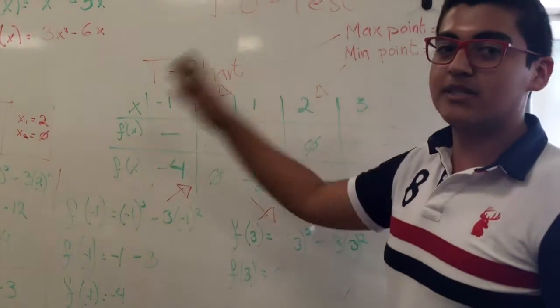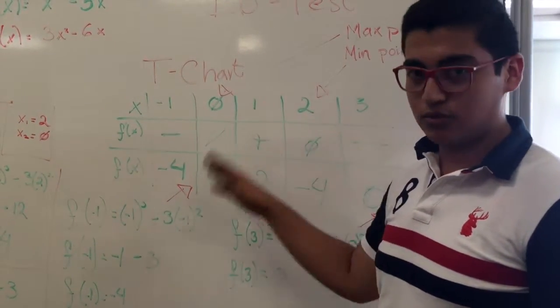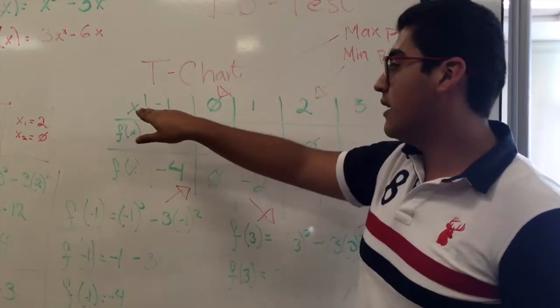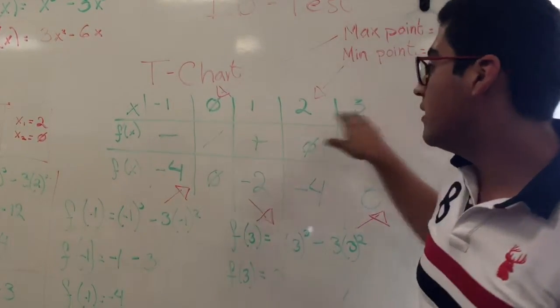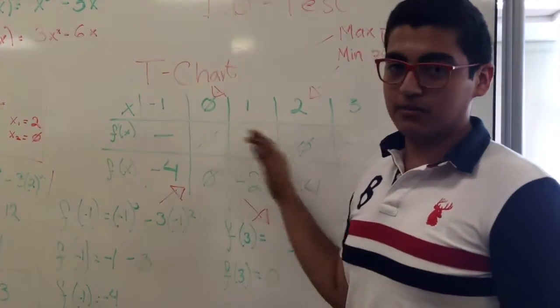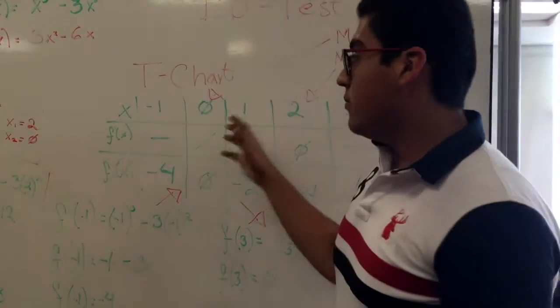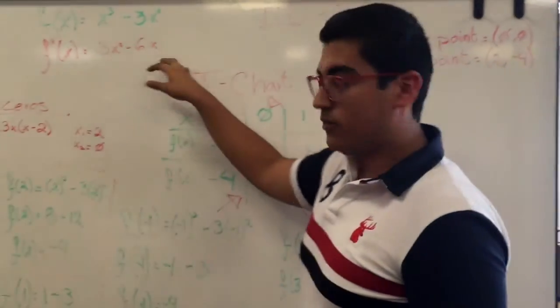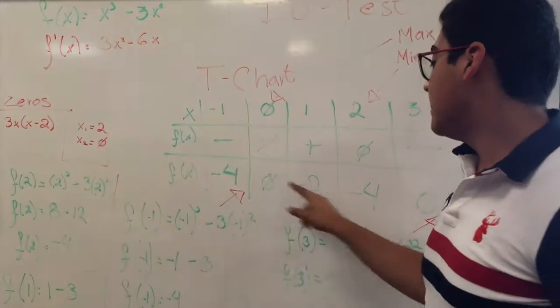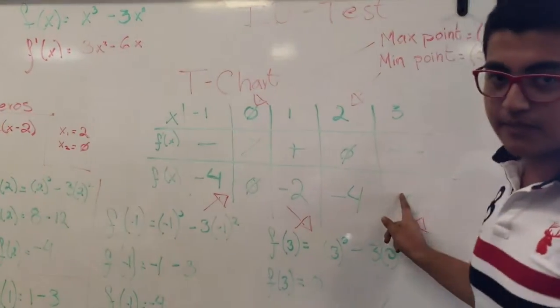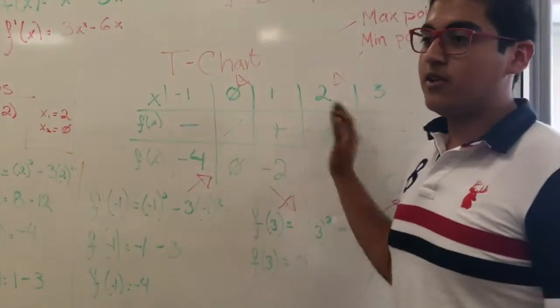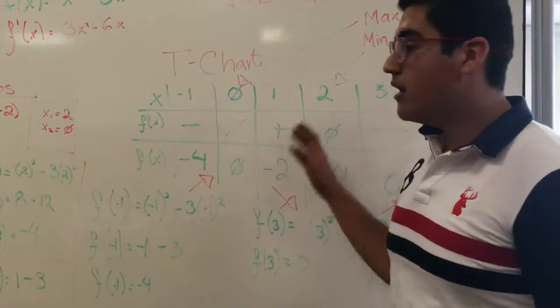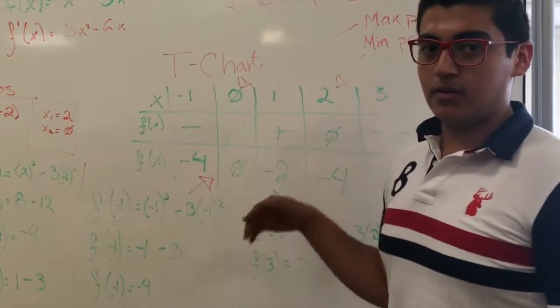We have to analyze what happens around these two points. That's why we have to analyze minus 1, 1, and 3, which are between these intervals, these points. Now we substitute these values in the original formula, so we can get the other values that are missing. Now that we have the other points to complete the graph, we analyze the behavior of the graph.